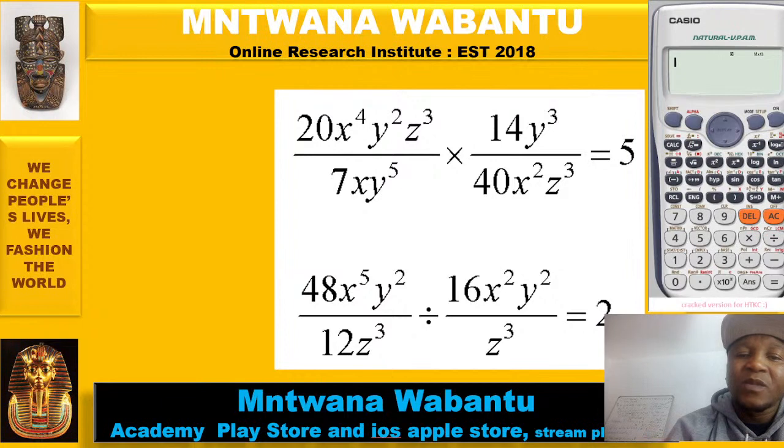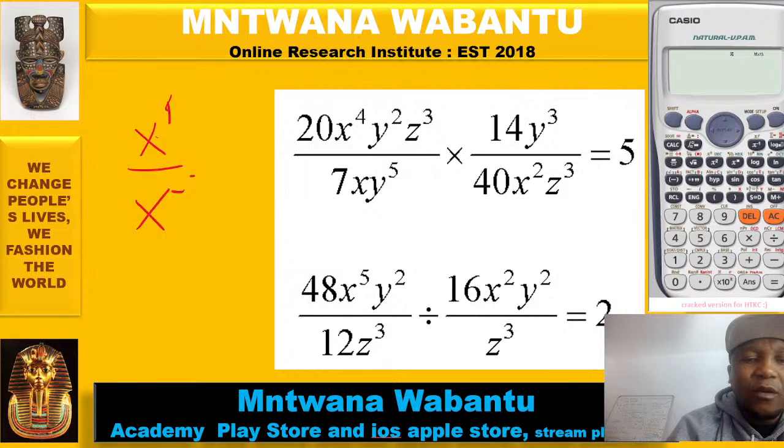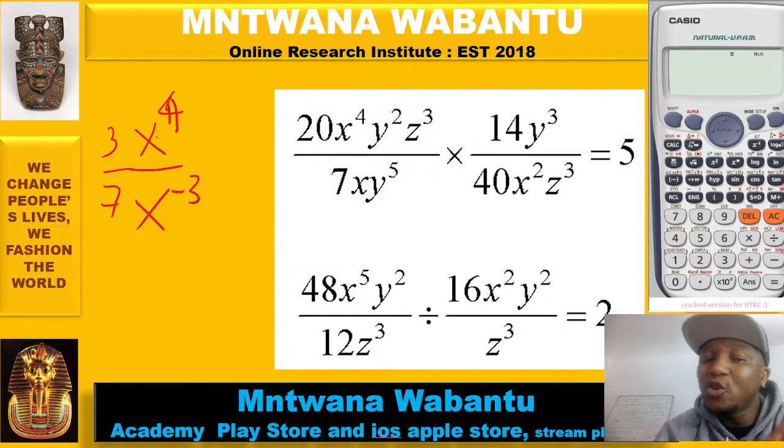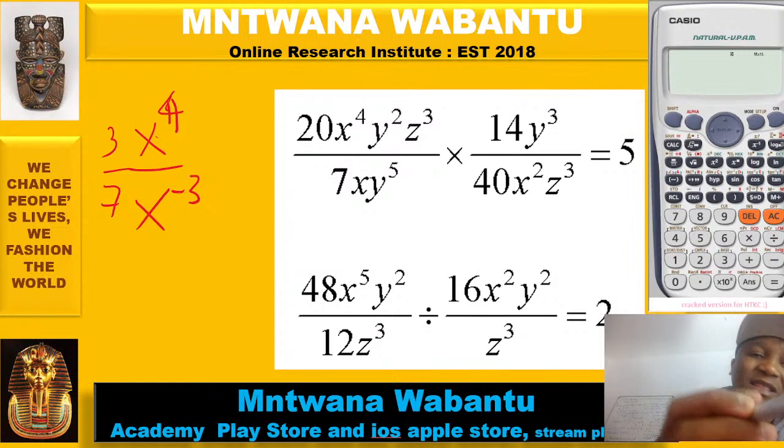Let's take more examples. Let's say somebody gives you x to the 4, and then x to the negative 3, over 7. Simplify. Well, now you cannot cancel. I suggest you do not use that rule of cancel. Use the second rule which I showed you, the rule for bases that are the same.